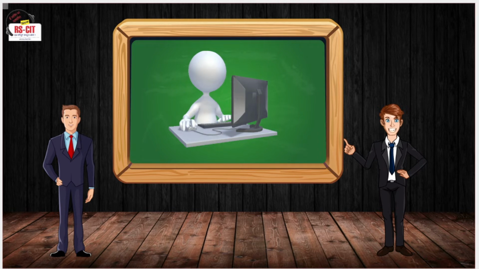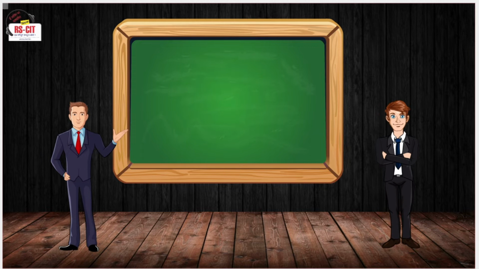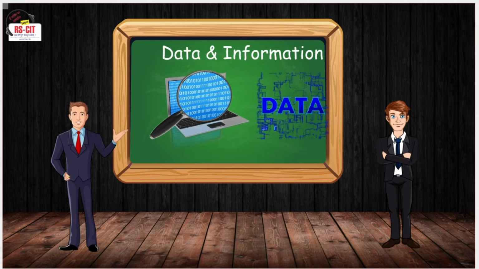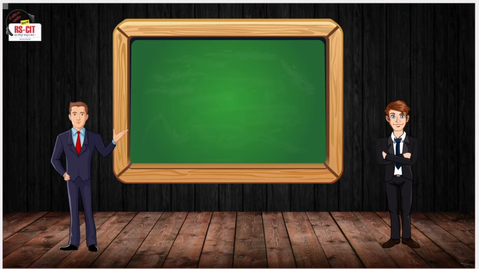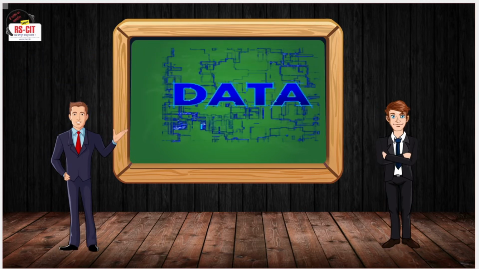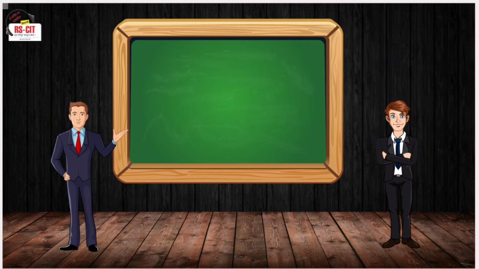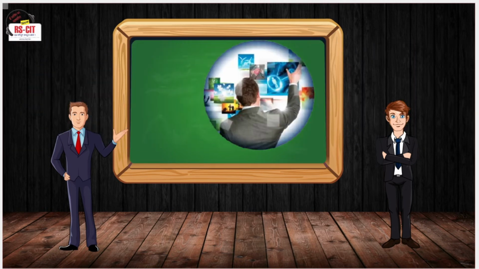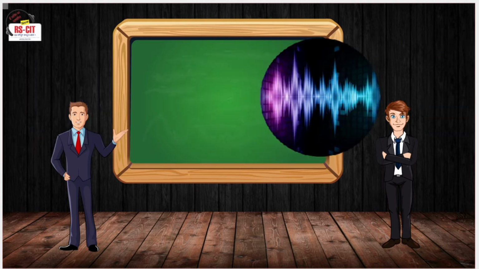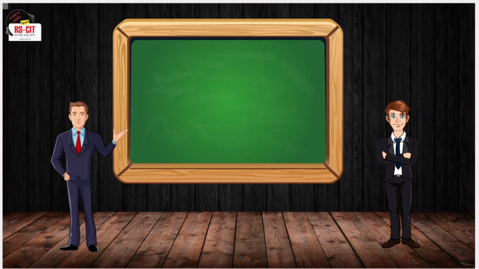Hi Ramesh, did you attend today's computer class? Yes Suresh, our teacher explained the difference between data and information today. I missed it today. Could you brief it to me? Yes, sure Suresh. The collection of unorganized facts and figures is called data. Data can be numbers, text, images, sound, etc. Data does not convey any meaning and it is processed or manipulated to produce meaningful information.